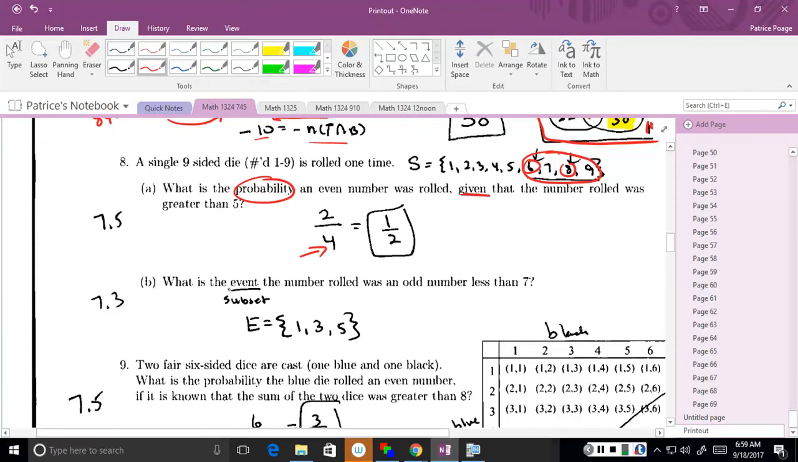Then it says, what is the event? That's a subset. So I'll say E equals the set containing the number rolled was an odd number less than 7. So back up here is an odd number less than 7. So here's 7. There's odd, there's odd, there's odd. So there's only 3 things in that event or subset.